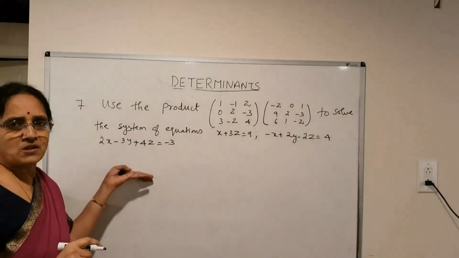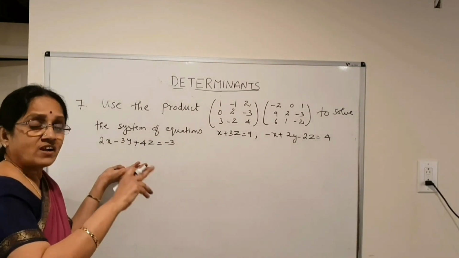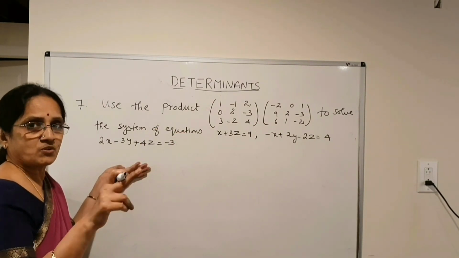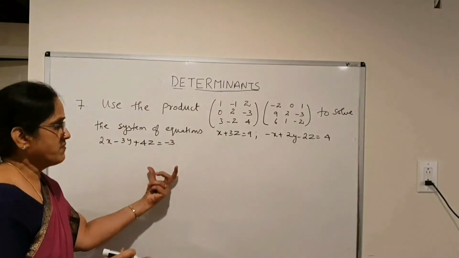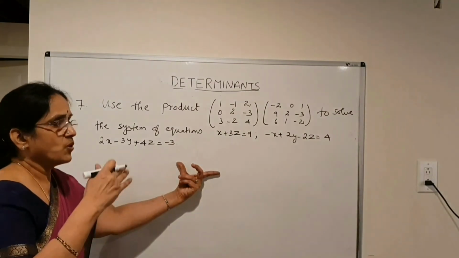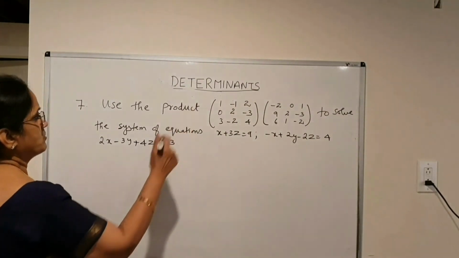Even in the previous sum, what happened when we put the equations in matrix form? We got A transpose into X. We didn't get AX equal to B, but we got A transpose X is equal to B. In the same way, here also you will be getting A transpose. Just to give you more practice, I selected this particular question. Now let me do this.